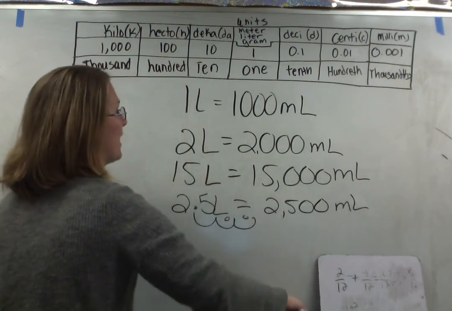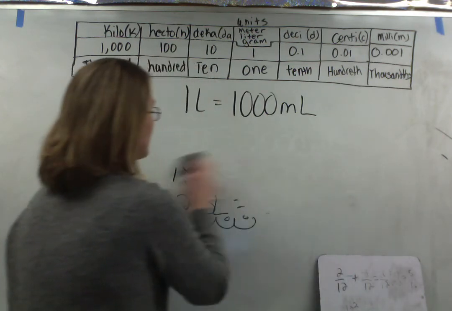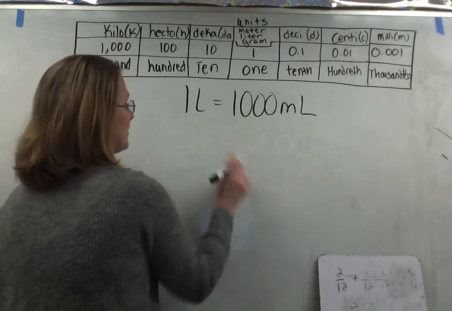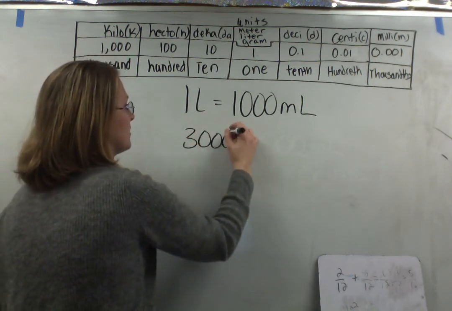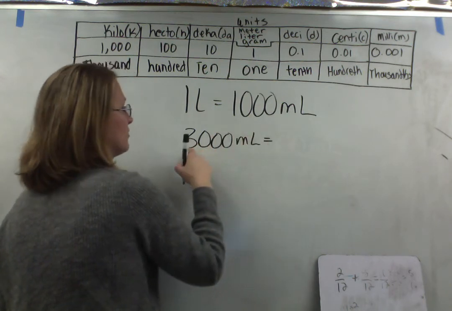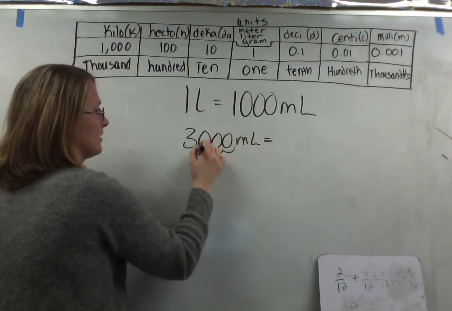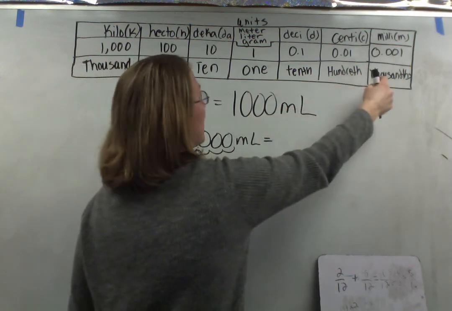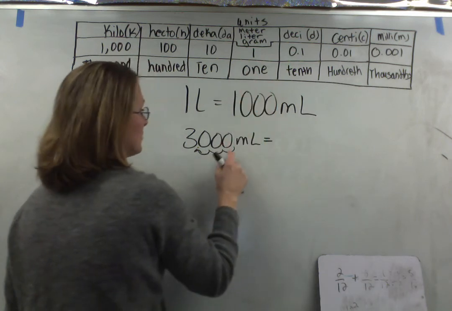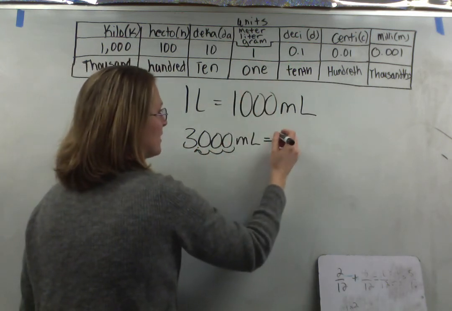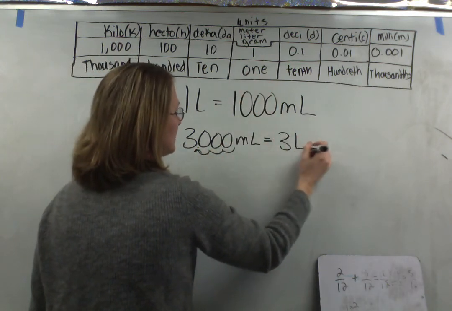And then if you move backwards, if you have 3,000 milliliters, you're going to have 3 liters. Divide by 1,000, okay? So you're going back this way. We're going back 1, 2, 3 places. So we're going to divide by 1,000. So we're going to get 3 liters.